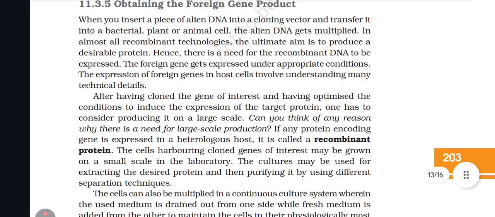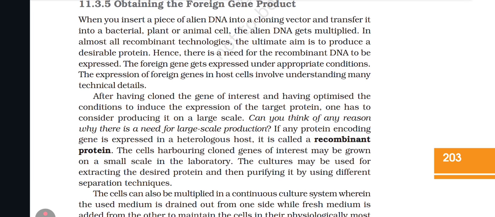After having cloned the gene of interest and having optimized the condition to induce the expression of the target protein, one has to consider producing it on a large scale. Can you think of any reason why there is a need for large scale production?